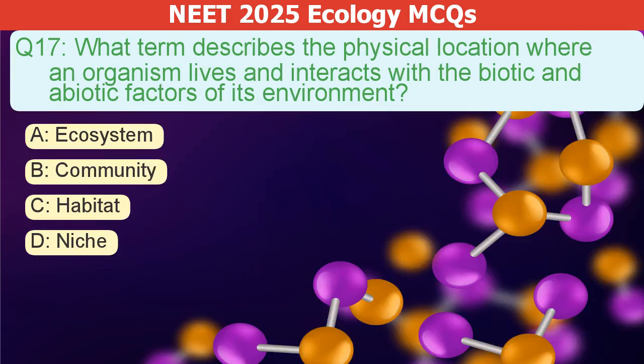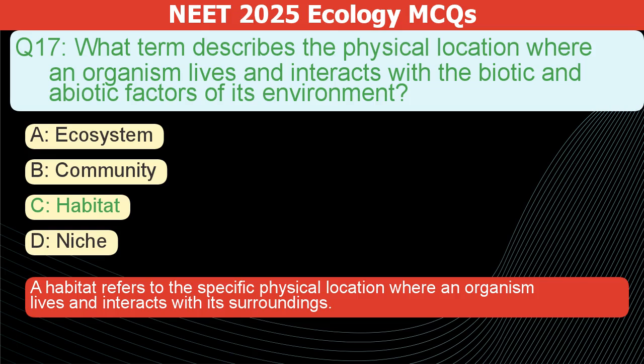What term describes the physical location where an organism lives and interacts with the biotic and abiotic factors of its environment? A. Ecosystem. B. Community. C. Habitat. D. Niche. The correct answer is C. A habitat is the specific place where an organism lives and interacts with its surroundings.